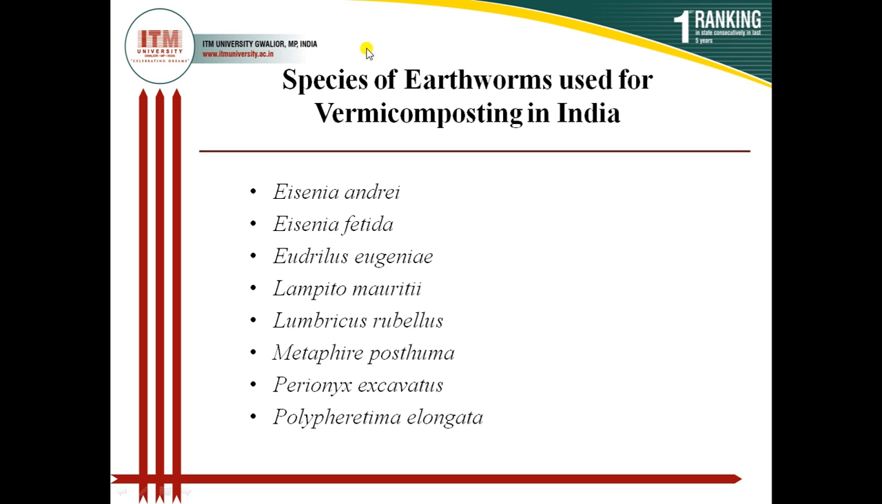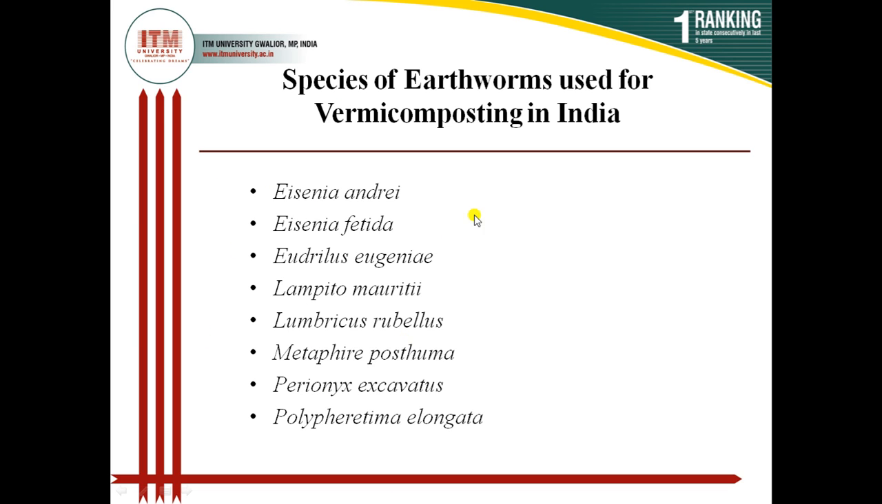When this agricultural waste is converted into humus, again Lampito mauritii starts working and Eutrilus eugeniae starts working. The rest of the species also feed on the organic matter. So these are the species which are picked by the farmers and used for vermicomposting.